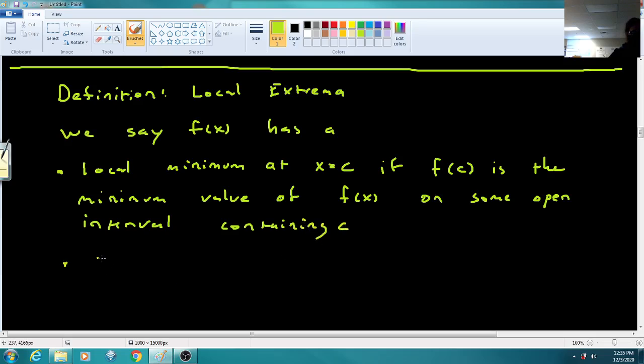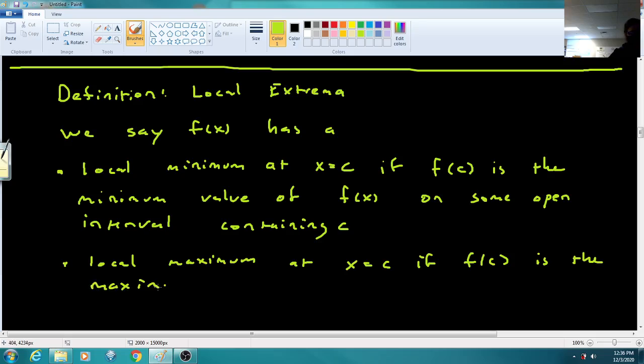And we'll say f of x has a local maximum at x equals c if f of c is the maximum value of f of x on some open interval containing c.